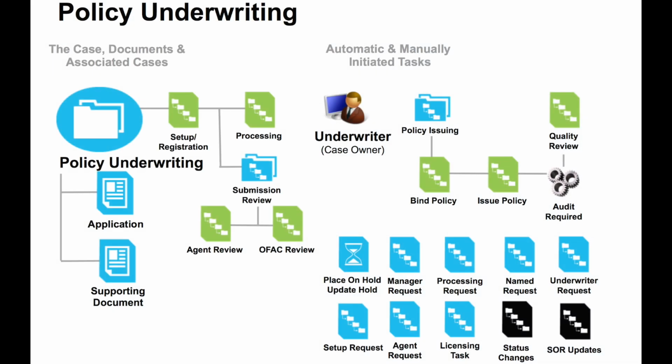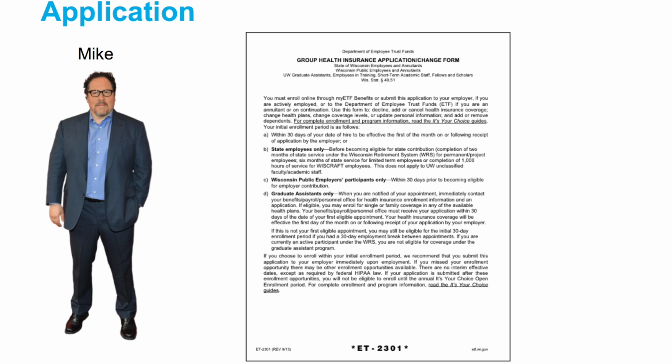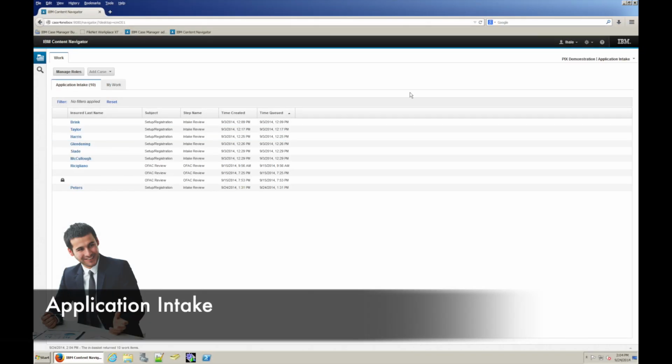So what we're going to do is walk through the entire policy underwriting process. We're going to start right from the beginning with the application. This is Mike. He's filled out his insurance application and has submitted it to the company for processing. So this is going to trigger the process. And the first step of this is going to be application intake.